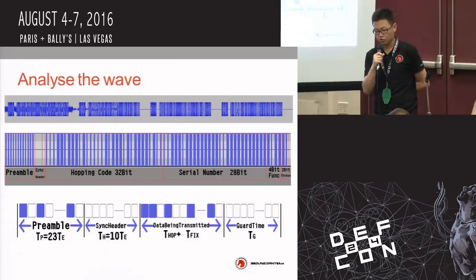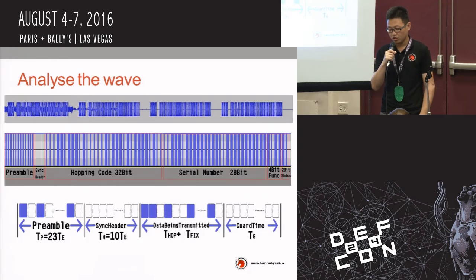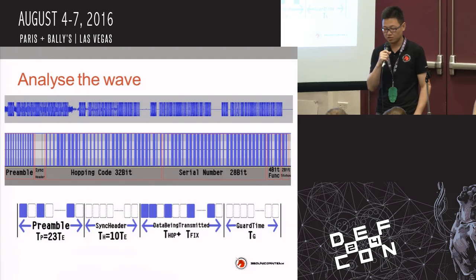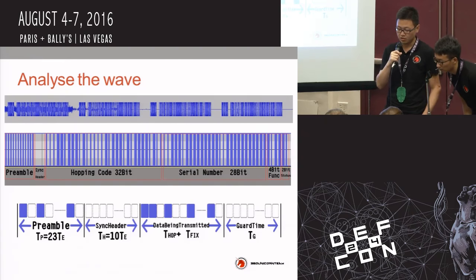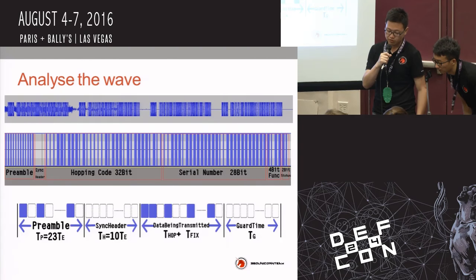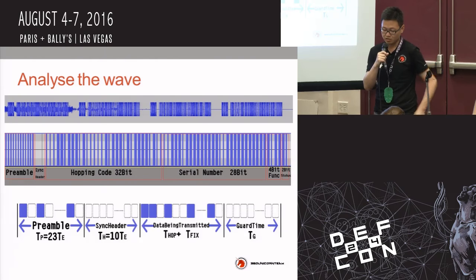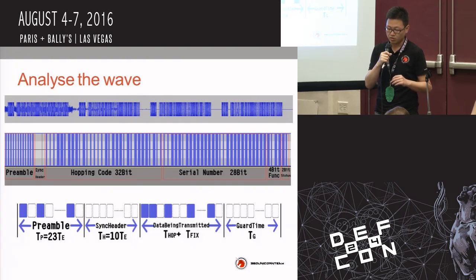The sync header is used to synchronize the time. Then comes the data: a 32-bit hopping code, the serial number, a 4-bit function code and a 2-bit status code. Then there is a guard time. The guard time should not be too short, because if it is too short, the car cannot recognize the one signal.